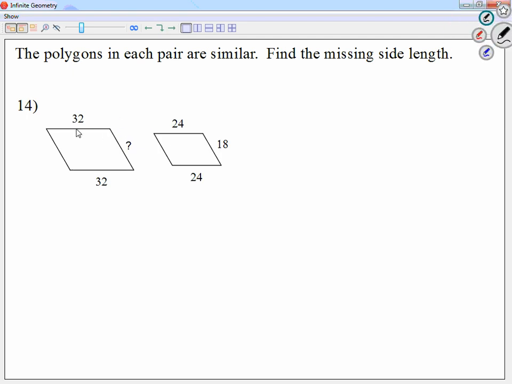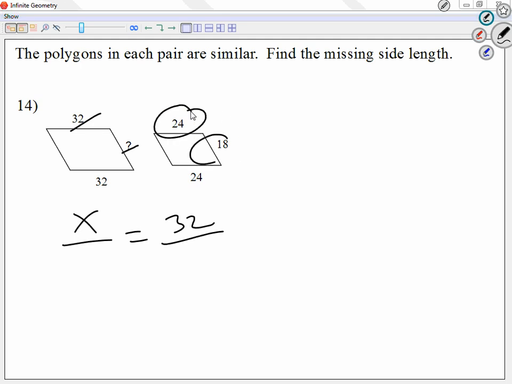From 15, I'm going to use 32 and x. I only need 2 per side. So 32, actually x is smaller. Oh, you said 15, right? This one it said? Okay, so I know x is smaller than 32. From the other figure, I'm going to use 24 and 18. I know 18 is smaller than 24.